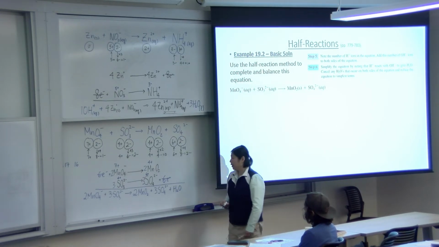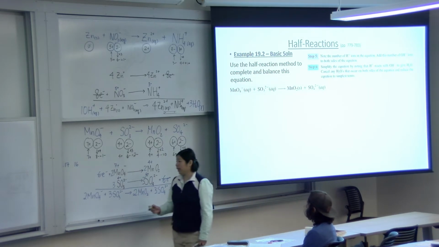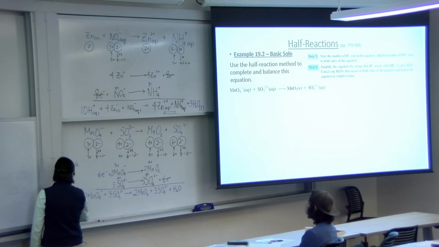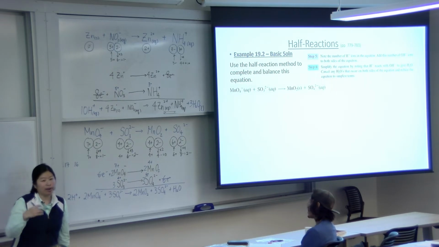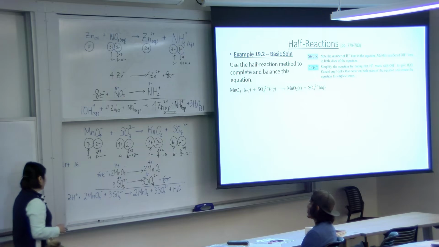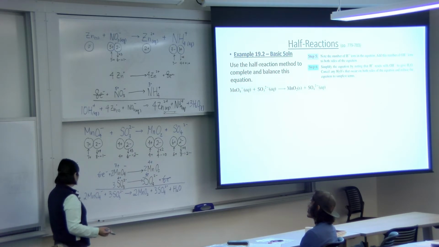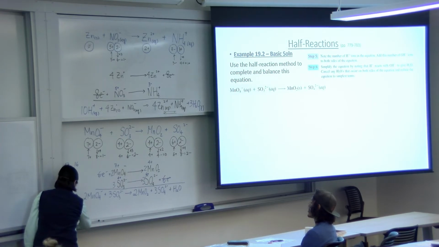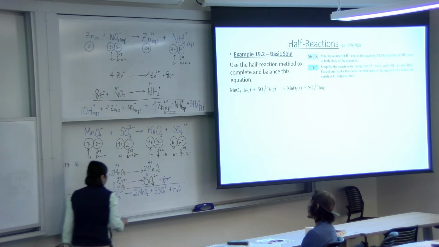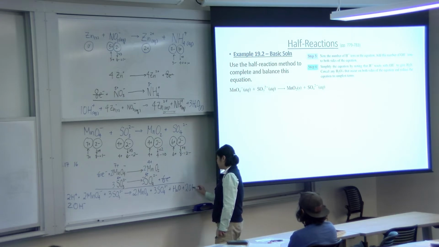Okay, then how many hydrogens on this side? 2, so we're going to add 2 H pluses. But remember, we are in basic media. So we want to get rid of the H plus that we just added by adding OH minus on each side. If I have 2 here, to get rid of it, I need to add 2 OH minuses, and I'm going to add 2 OH minuses here. Otherwise, the reaction would not be balanced.